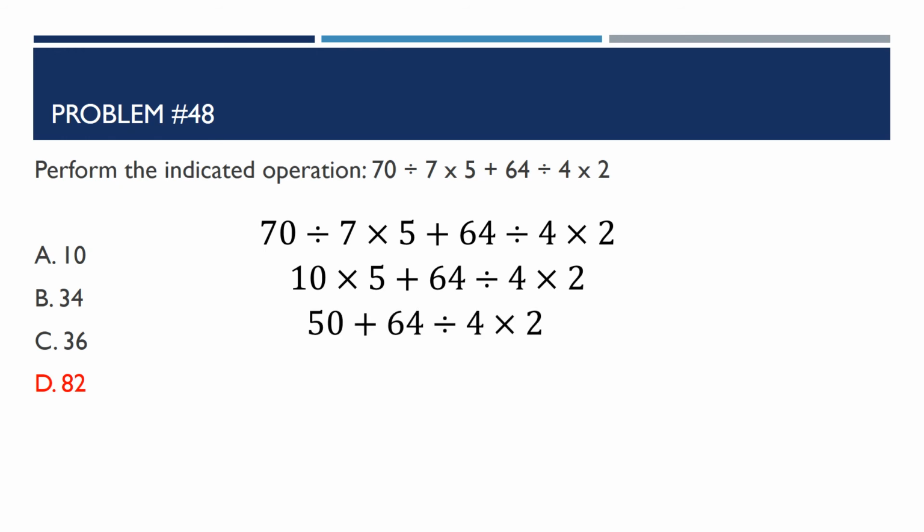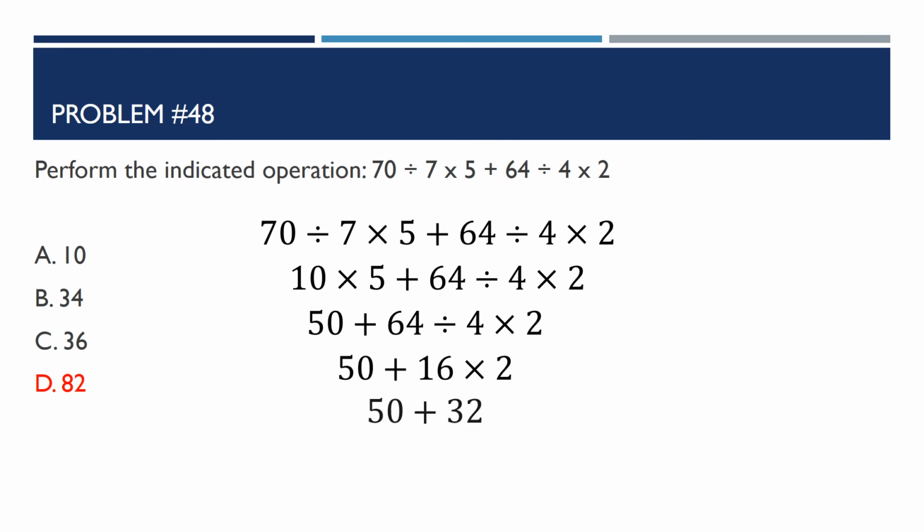And then we have 64 divided by 4 and 4 times 2. So instead we do 64 divided by 4 because it's at the left side. So 64 divided by 4 is 16. And then we only have two operations left, the plus and times. So no confusion with that, because you always do multiplication or division first before addition or subtraction.